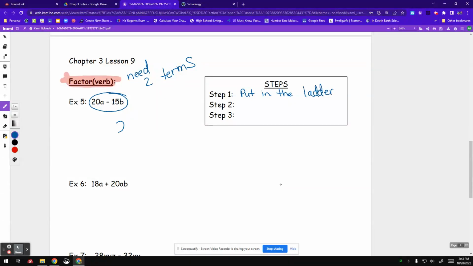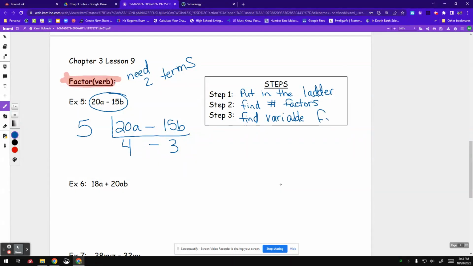So I'm going to take 20a minus 15b, put it in the ladder, okay? Step 2, find number factors. What do 20 and 15 share? They share a 5. 5 goes into 20 4 times. 5 goes into 15 3 times. Keep my minus sign. Step 3, find variable factors.